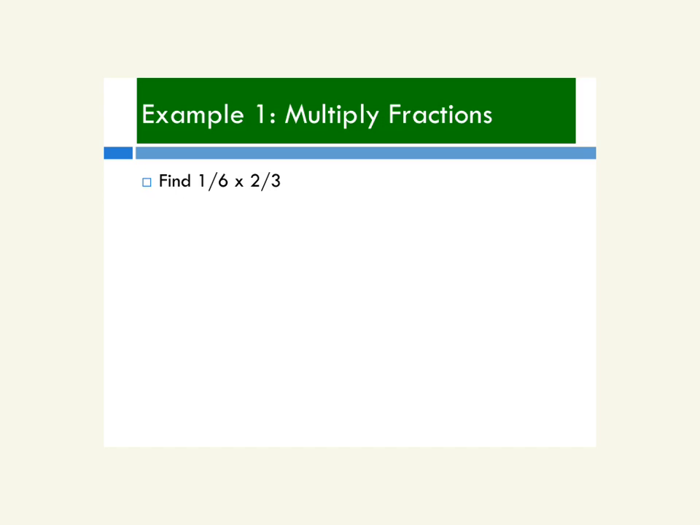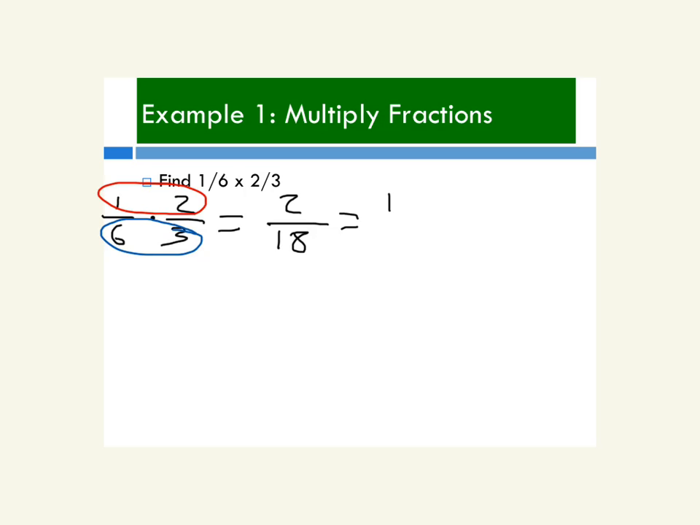In example 1, we're going to try this out. We're going to multiply fractions. Let's rewrite our problems to make it a little bit clearer. Now we have 1 over 6 times 2 over 3. If we multiply our numerators, we get 2 on the top of our new fraction. If we multiply our denominators, we get 18. Now, this is not simplest form, so we have to simplify it. 2 goes into both the numerator and the denominator. It goes into the numerator once, and into the denominator 9 times. So our final answer is 1 over 9.